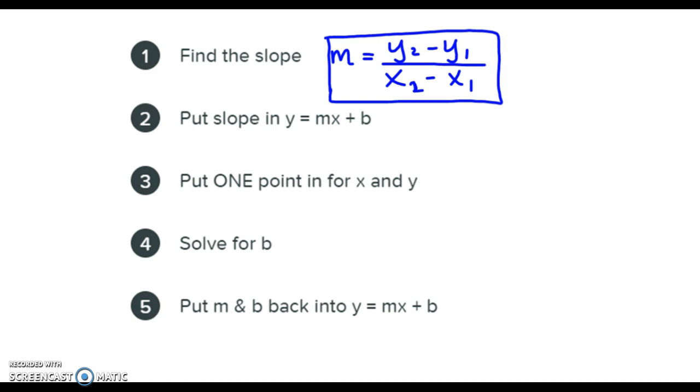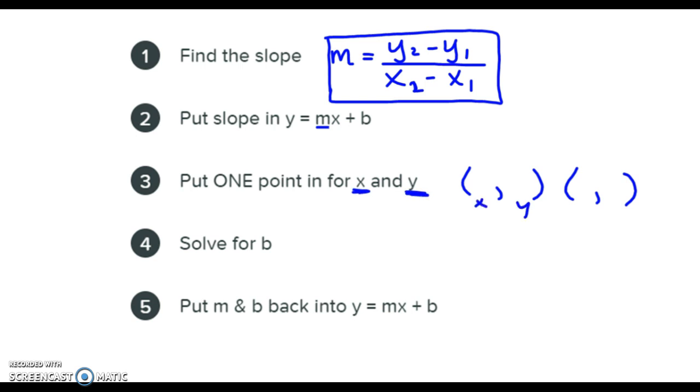Then step number 2, after we find the slope, these are going to be the exact same steps as yesterday. We need to put the slope in for m. We go back to our original equation and just plug in for m, so I'd have y equals my slope times x plus b. Then step 3: remember, we are given 2 different coordinate points, so we can just pick one, pick your favorite, and plug that coordinate point in for x and for y.